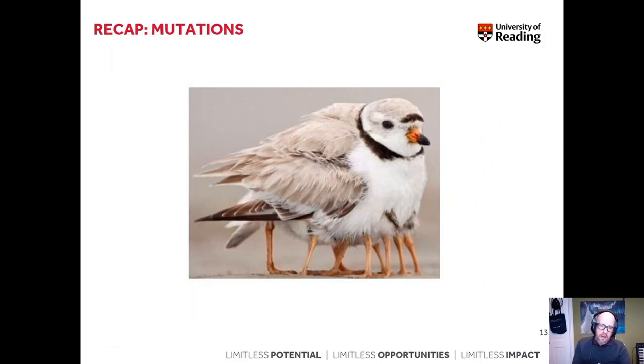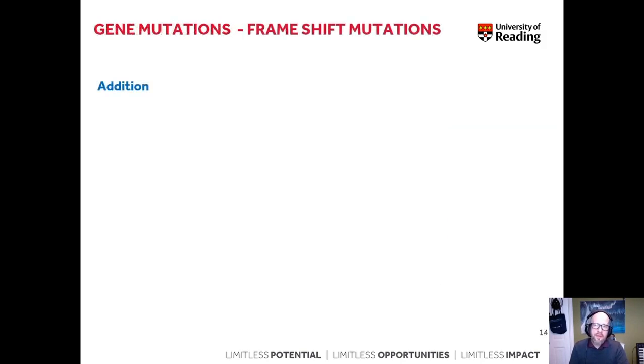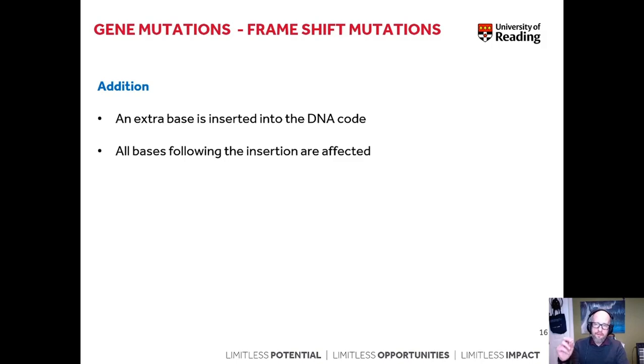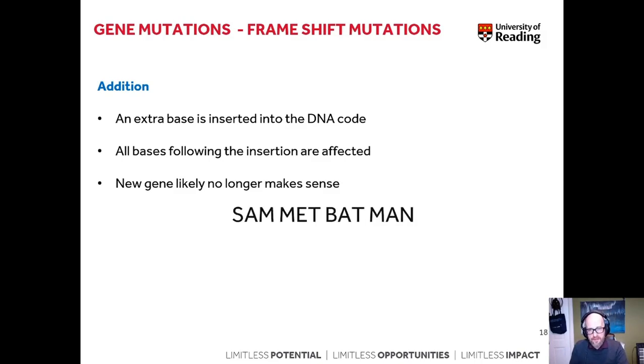The next thing we need to keep in mind if we want to understand gene therapy is the nature of certain mutations that we have learned within our genetics lecture series. Here, the first type of mutation that we need to remember is addition. Here an extra base is inserted into the DNA code. Therefore, all bases following the insertion are affected, and the new gene likely no longer will make sense.